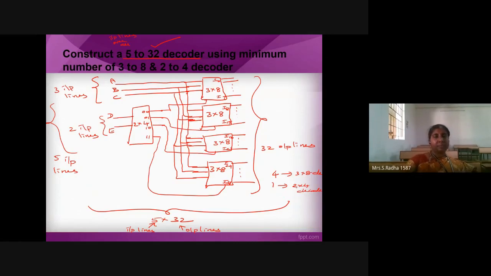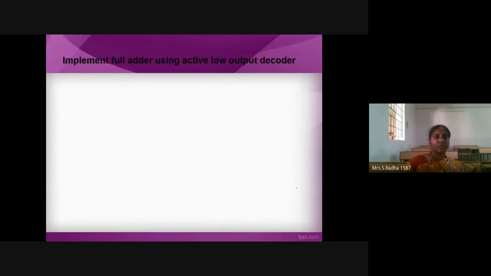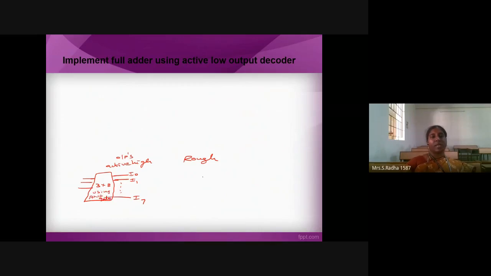And here the thing is, in the decoder, I will go with some rough discussion. If I take a 3 by 8 decoder, it has 3 inputs and 8 output lines. If the outputs are active high, here there is no bubble, and the outputs are as they are. This is I0, I1, like that up to I7. The internal design will be using AND gates if the outputs are active high.